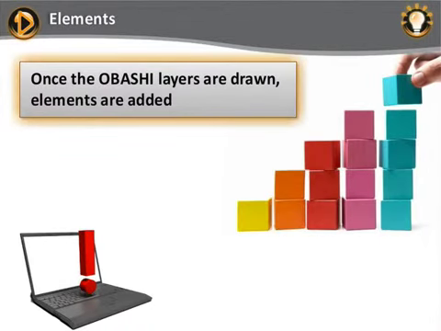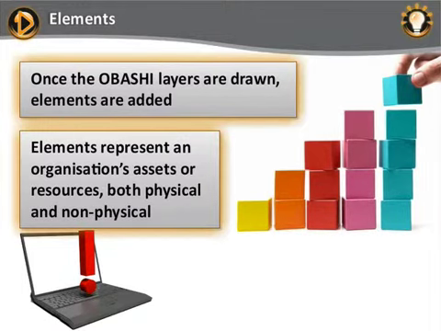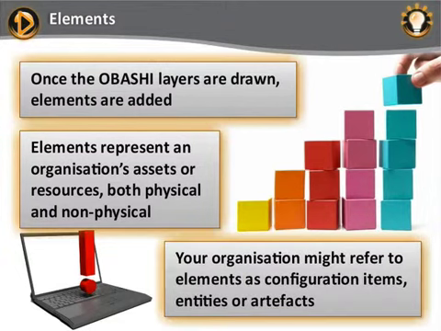Once the layers of the OBASHI diagram have been drawn, elements are added to them. These elements are the building blocks of a bit diagram. Elements represent an organization's assets or resources, whether they are physical or non-physical. Elements could, for example, be a role, an application, a server, or an operating system. Your organization might refer to elements as configuration items, entities, or artifacts.